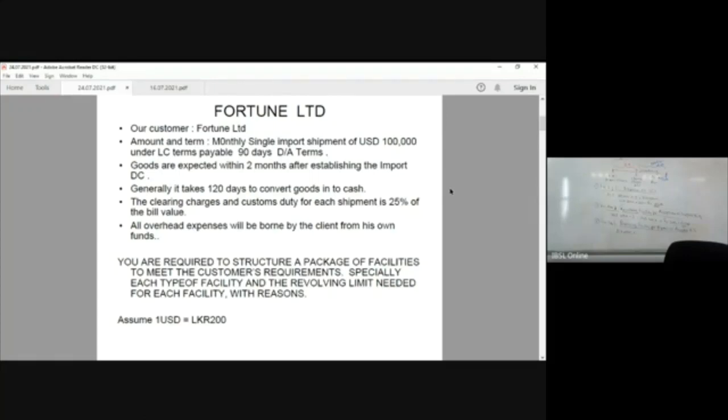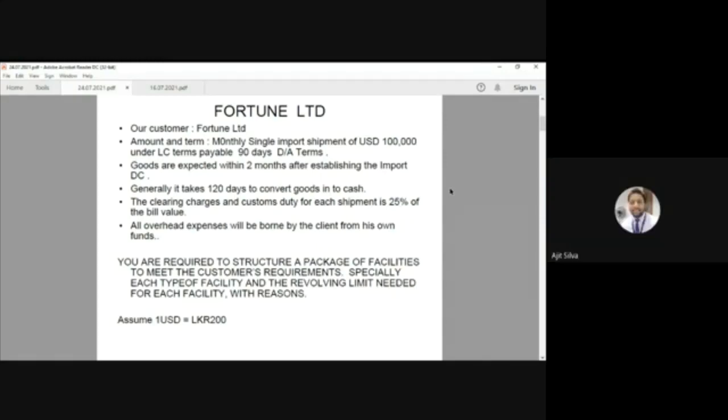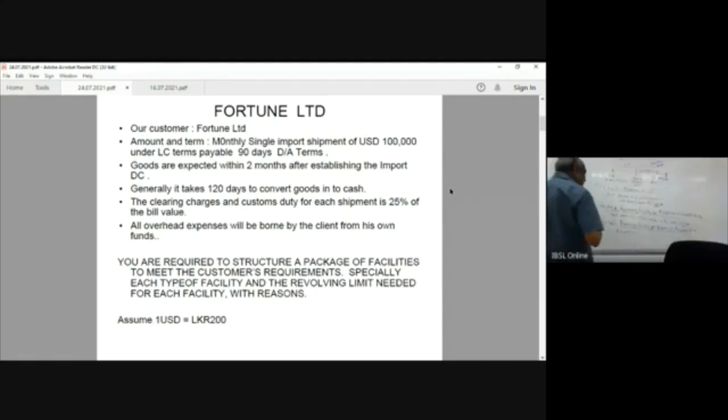How many times? Because after 90 days we have to pay, but you will get the money only after 120 days, 4 months. So there is a gap of 1 month. We have to support the customer. So what's the lead time here? One month, then means one time.